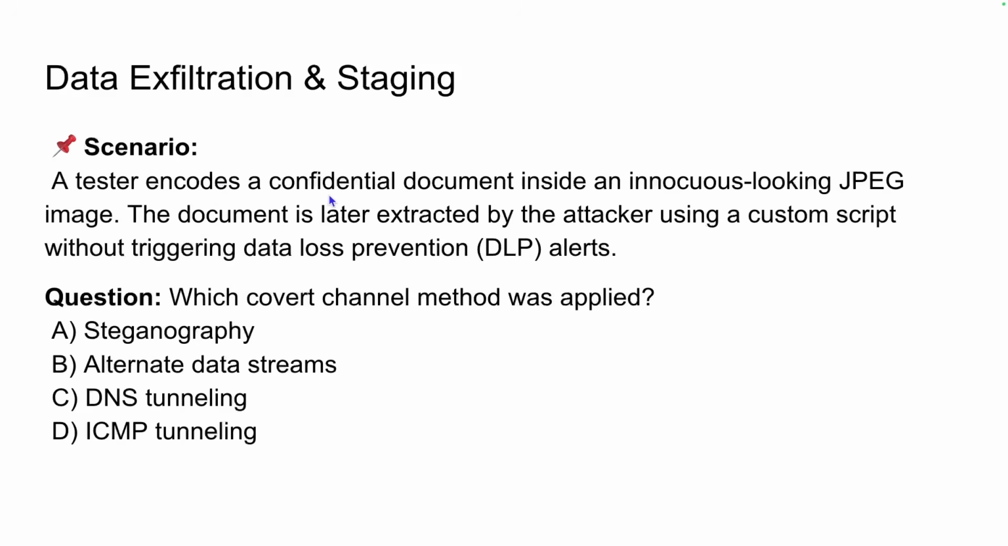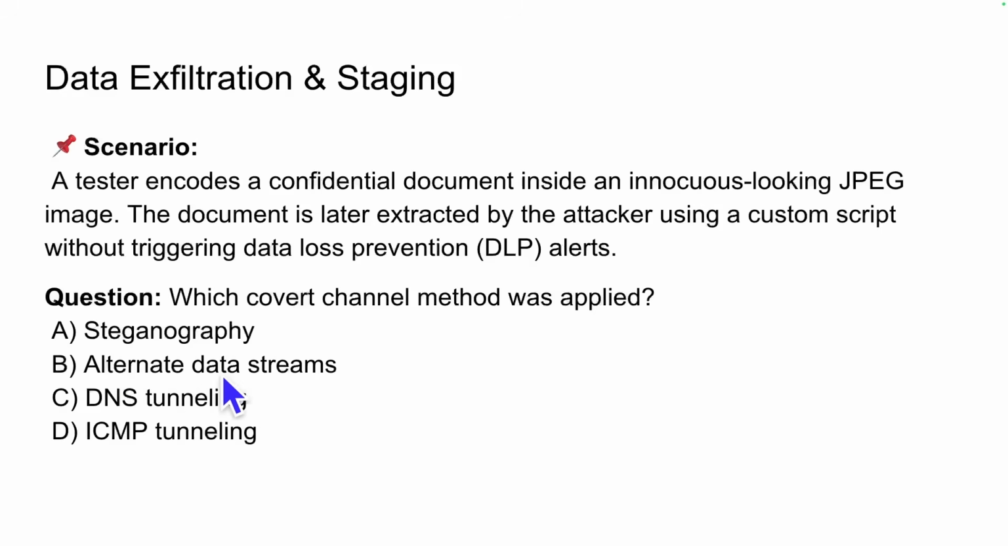A tester encodes a confidential document inside an innocuous-looking JPEG image. This is known as obfuscation, right? The document is later extracted by the attacker using a custom script without triggering data loss prevention alerts. Which covert channel method was applied? Steganography. Image. It's an innocuous looking JPEG image. That's the immediate answer that stands out.